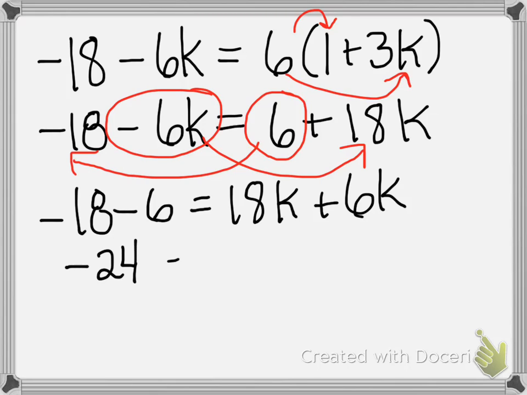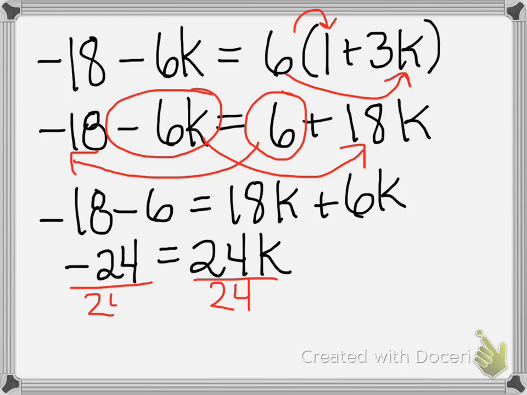Negative 24 equals 24k. Well, how can we get k by itself? Divide by 24. Whatever we do to one side, we need to do to the other side. And we're going to end up with negative 1 equals k.